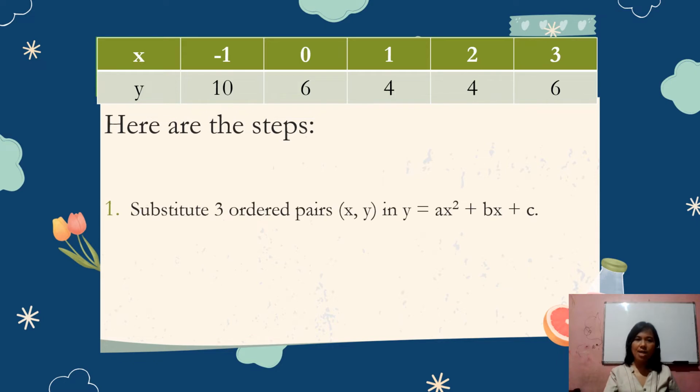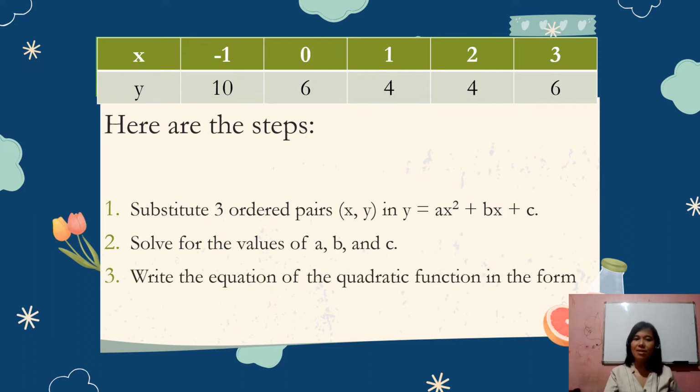So, una, substitute 3 ordered pairs x, y in the general form. Tapos, solve for the values of a, b, and c. Yun na yung gagamitin mo, yung systems, yung nirecall natin kanina. Tapos, write the equation of the function in the form y equals ax squared plus, pag meron ka ng values ng a, b, and c, write the equation into the general form y equals ax squared plus bx plus c. Yun. Paano to gagawin? Okay?